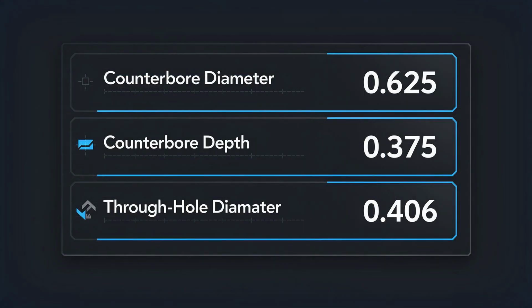The calculator provides the critical dimensions you need for machining. It shows the counterbore diameter, which is the width of the recessed hole that accommodates the screw head. It also displays the counterbore depth, telling you how deep to machine the recess so the screw head sits properly.